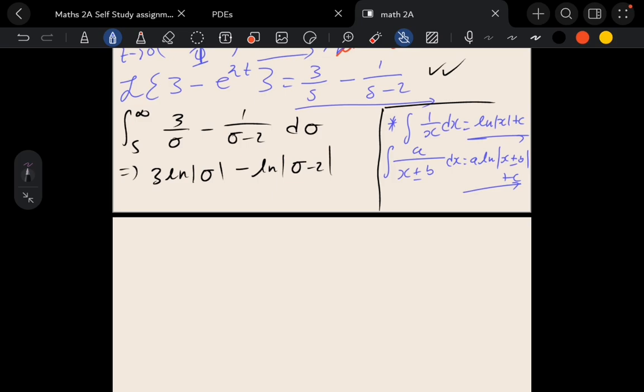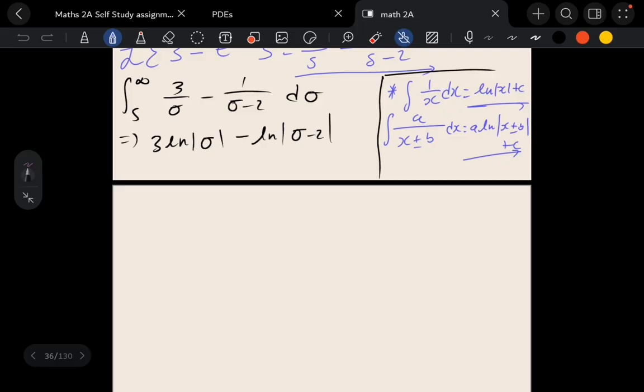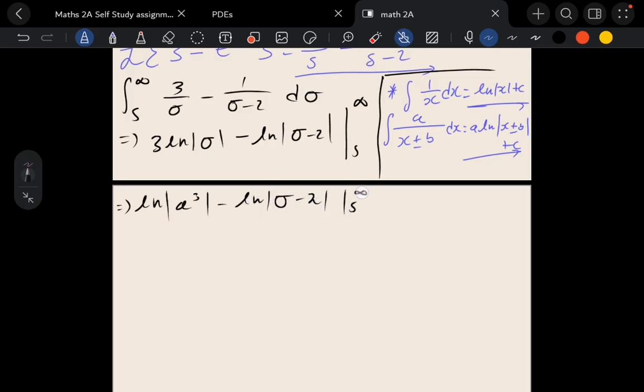Like that. So the next thing that we need to do, we need to write this as a single log between the bounds of s and infinity, because we need to substitute the bounds. So what we're going to have here now, let us say it is ln sigma cubed minus ln sigma minus 2 between s and infinity.